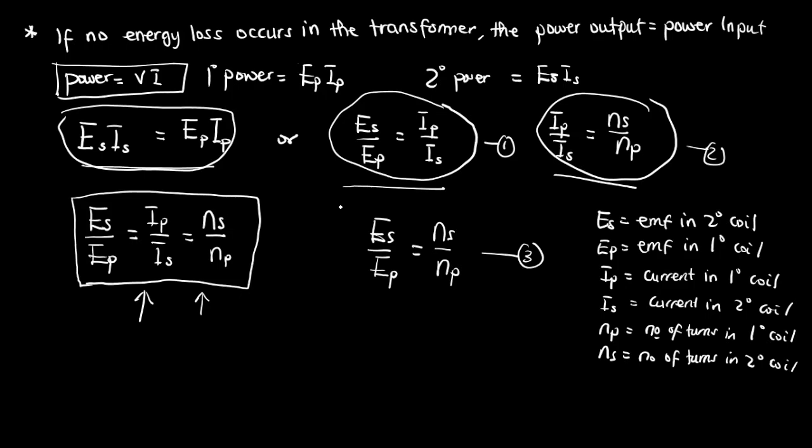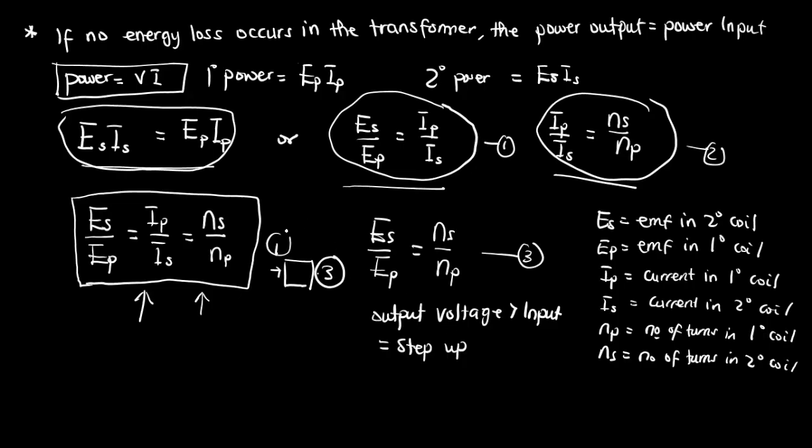So if the output voltage is greater than the input voltage, then we say the transformer is a step up transformer. This is a step up. It's like you have a device, you give it one apple and then it produces, let's say, 3 apples. Are you okay? It has increased the number of apples that you have. So if the output, which in this case the voltage output, is more than the input, then we say it is a step up transformer.